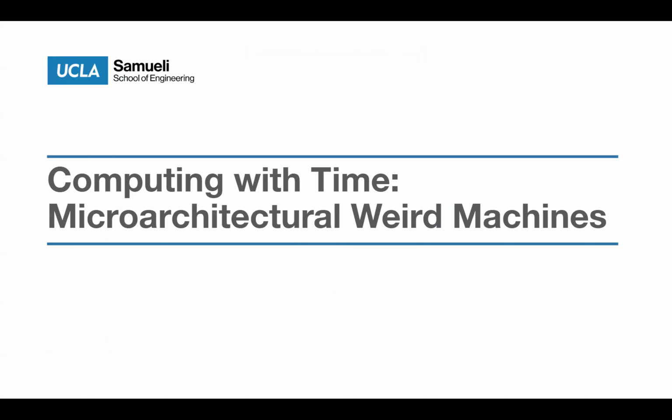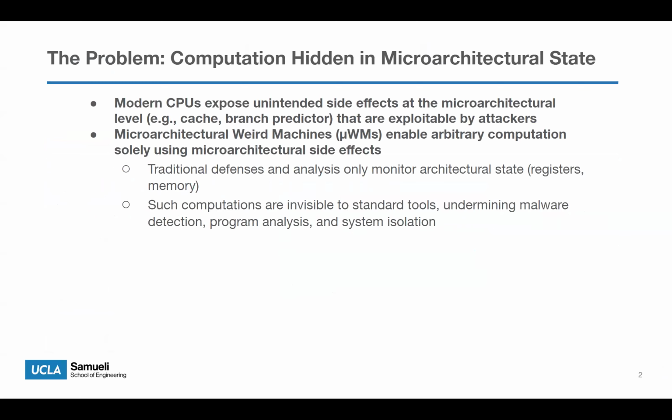So our paper is on computing with time, microarchitectural weird machines. For a brief overview of the problem, modern CPUs tend to expose unintended side effects at the microarchitectural level, among them the cache and the branch predictor, and these are exploitable by attackers. And microarchitectural weird machines enable arbitrary computation solely using these microarchitectural side effects. Traditional defenses and analysis only monitor architectural states, so such computations would not be visible to standard tools, thus undermining malware detection, program analysis, and system isolation.